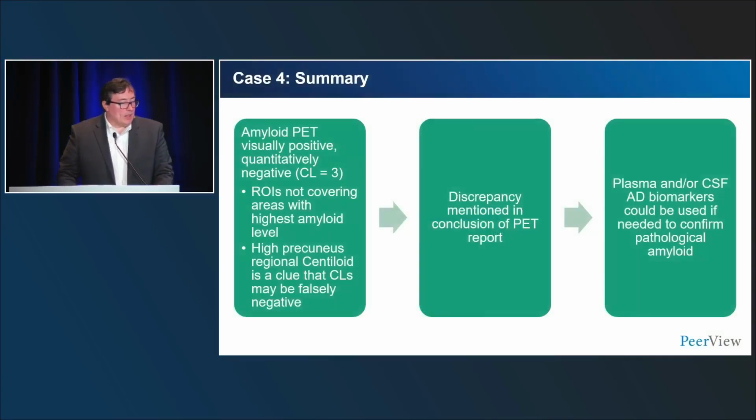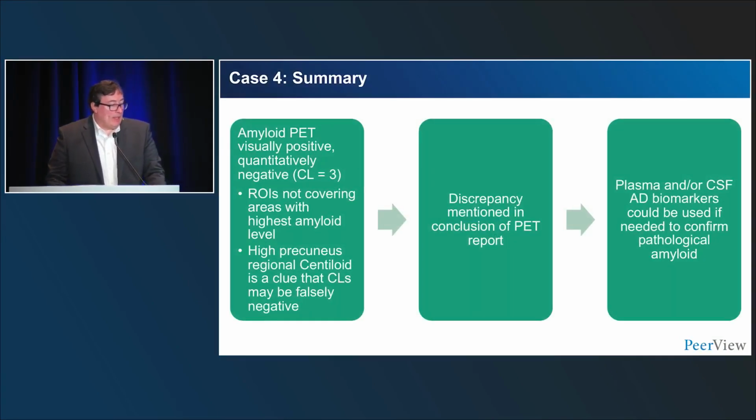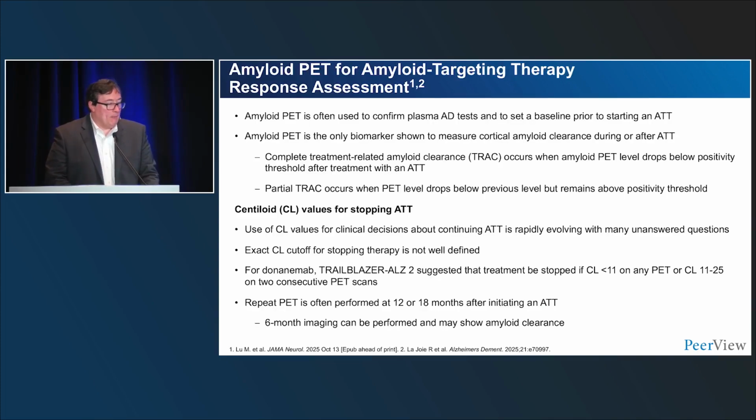So to summarize, it's a visually positive, quantitatively negative study. The main issue is that the ROIs were not including the areas with highest amyloid. And again, precuneus is not perfect, but it's a good area to look at because it can be a clue that you're dealing with a false negative Centiloid. This is important to mention in the report, and if there was a clinical concern, this is a patient you might consider doing additional biomarker testing depending on the clinical scenario.